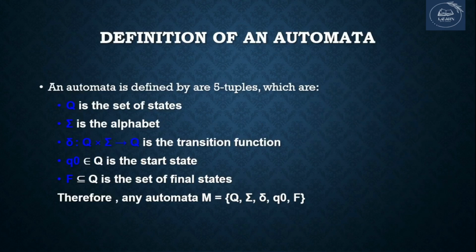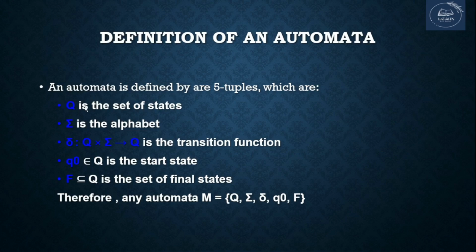Now, what does an automata mean actually in formal terms? What we've seen earlier is just literal terms. So what do we say an automata is in formal terms? In a formal definition of an automata, or a textbook definition, an automata is defined by 5 tuples.